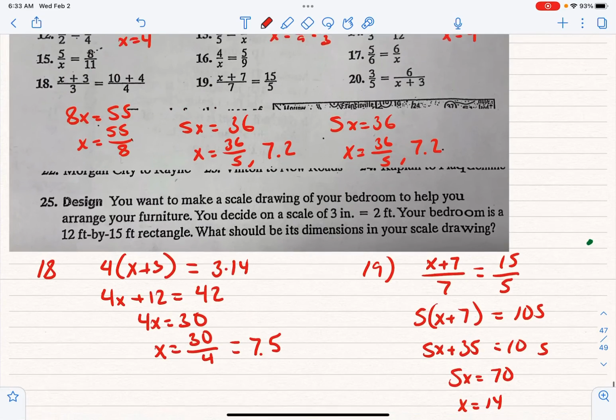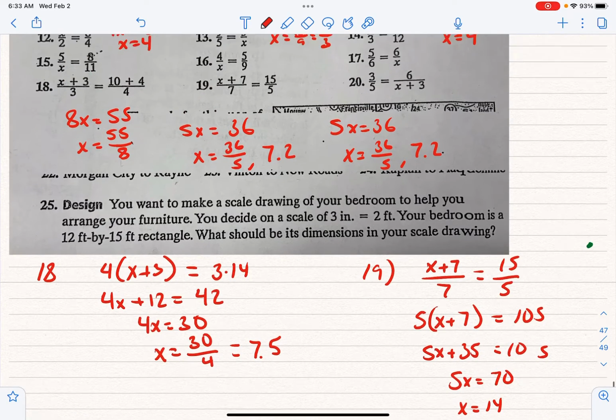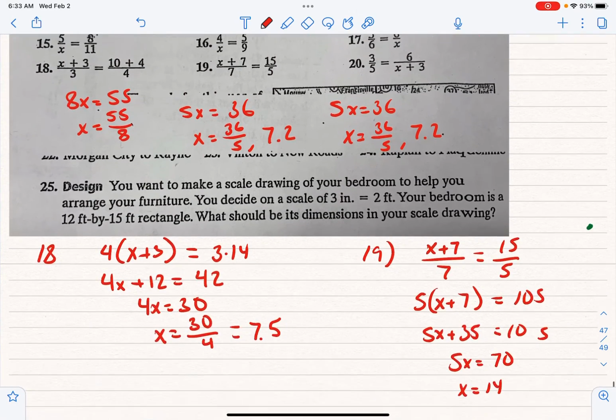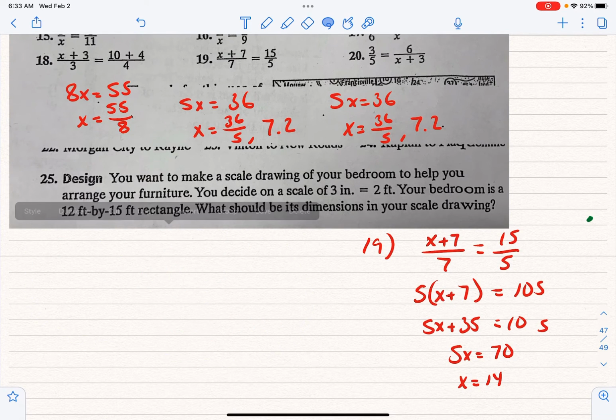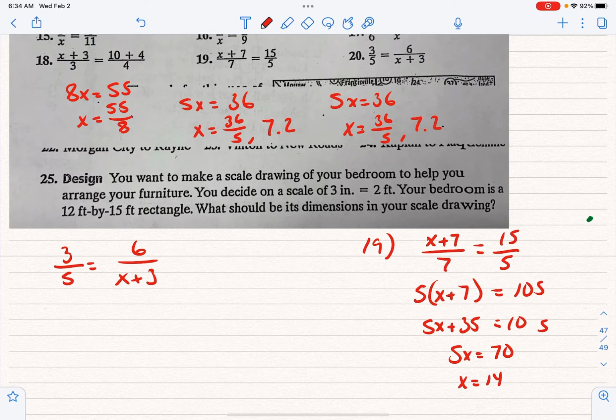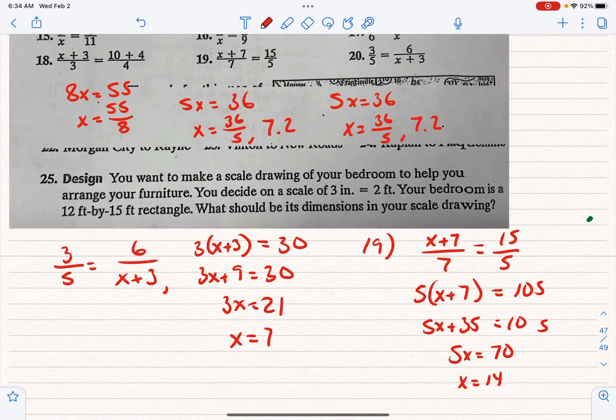All right, and then I got to get to number 20. Have not done that one yet. Let's find some room here. All right, with number 20, you have what? 3 over 5 is equal to 6 over x plus 3. So when you cross multiply, you get 3 times x plus 3 is equal to 5 times 6, which is 30. So this gives me 3x plus 9 is equal to 30. Subtract the 9, 3x is equal to 21. So therefore x is 7.